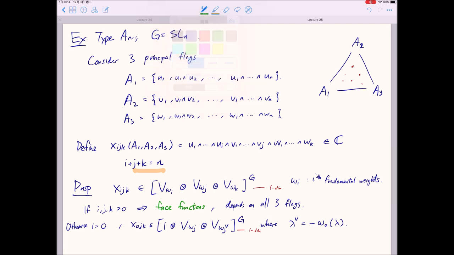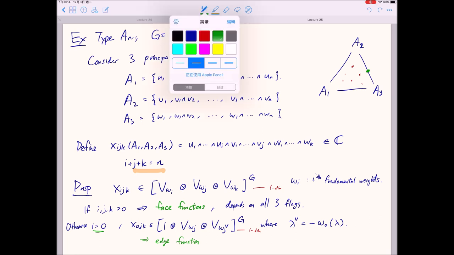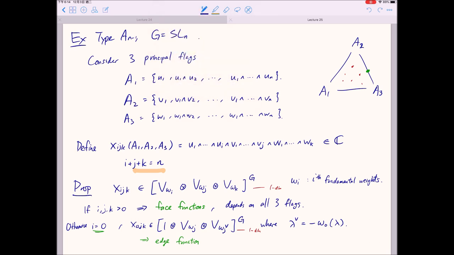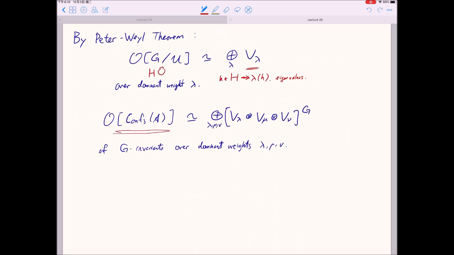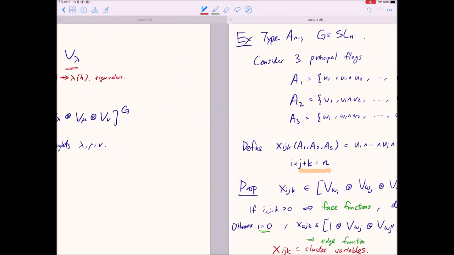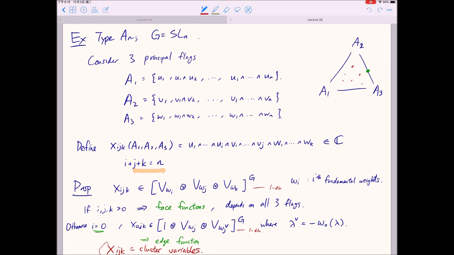When one of the indices is 0, we call this an edge function, and it only depends on two flags, and we put the dot on the edge of this triangle. That's why it's called an edge function. It does not depend on a1, it only depends on a2 and a3, for example. There are three types of edge function, corresponding to which index is 0. These functions will be the cluster variables of our cluster variety. Remember, what we want is to describe a cluster coordinate on this ring of regular functions, and these regular functions will be exactly the cluster coordinates that we want.